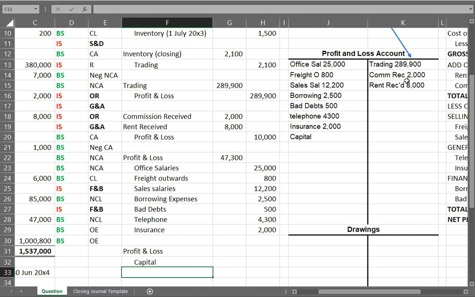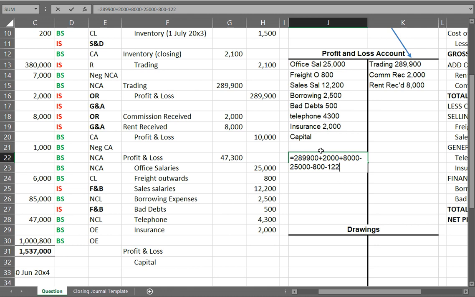289,900 plus 2,000 plus 8,000. Take away all of this. So very quickly, that's what it's going to be. 289,900 plus 2,000 plus 8,000. That's to calculate the amount on the credit side. Take away what you have on the debit side. Okay, so that's the amount of capital.